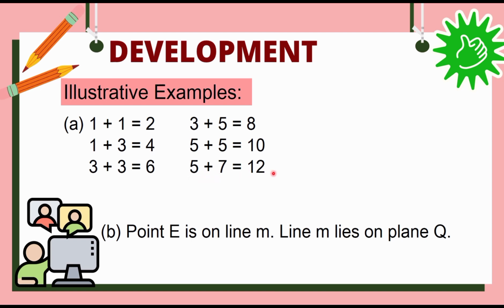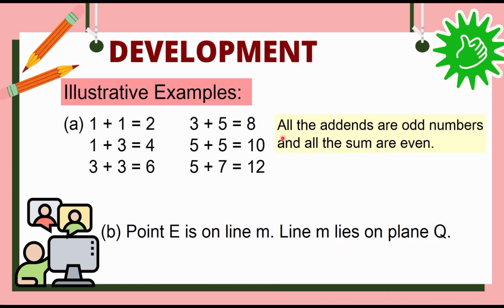Okay, so the questions are, what can you observe about the addends? What about the sum? So, take a look at our given example. So, ang ating mga addends, we have 1 plus 1, 1 and 3, 3 and 3, 3 and 5, 5 and 5, 5 and 7. And then, the sums are 2, 4, 6, 8, 10, and 12. Okay. So, what have you observed? So, let us answer it one by one.